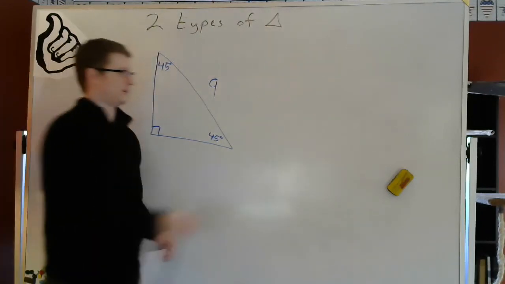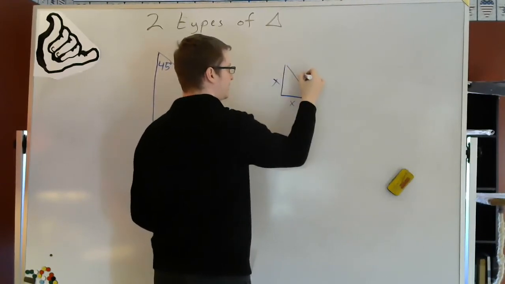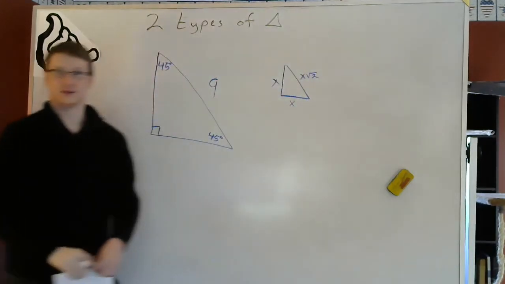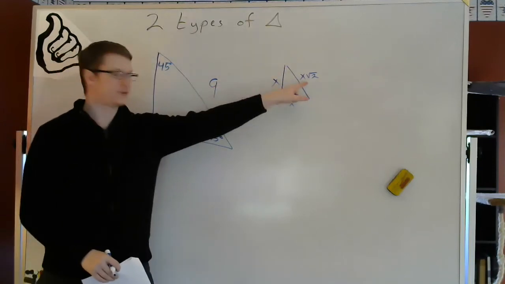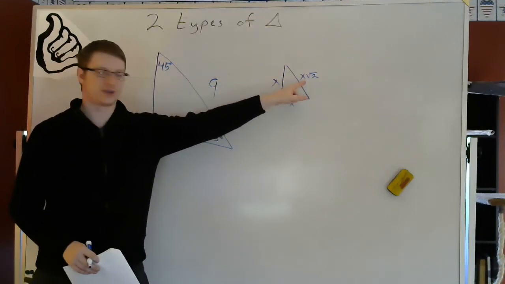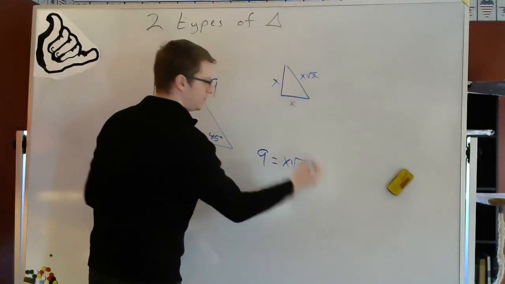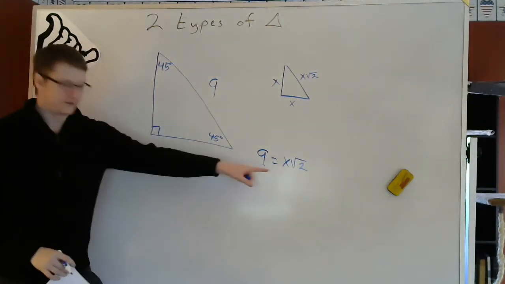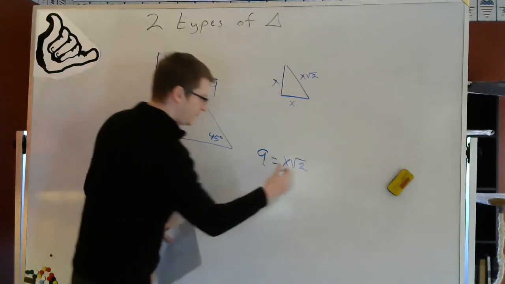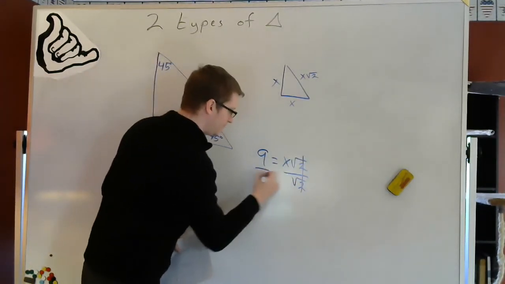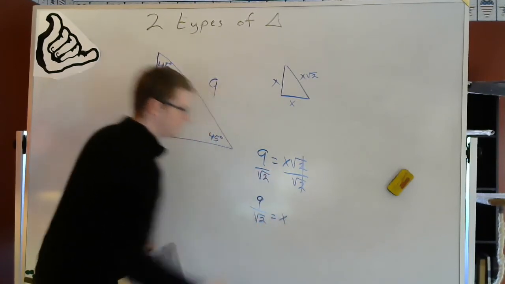Well, you've got to think back again. Our base triangle for 45, 45, 90 had x, x, and x times root 2. Just match things up a little bit. My hypotenuse here is 9. My hypotenuse of the triangle that I know the ratios of is x times the square root of 2. So let's say that the 9 is equal to x times the square root of 2. Can you solve this for x? Absolutely. Instead of multiplying by root 2, we divide. So divide both sides by root 2, and we get 9 over the square root of 2 is equal to x.